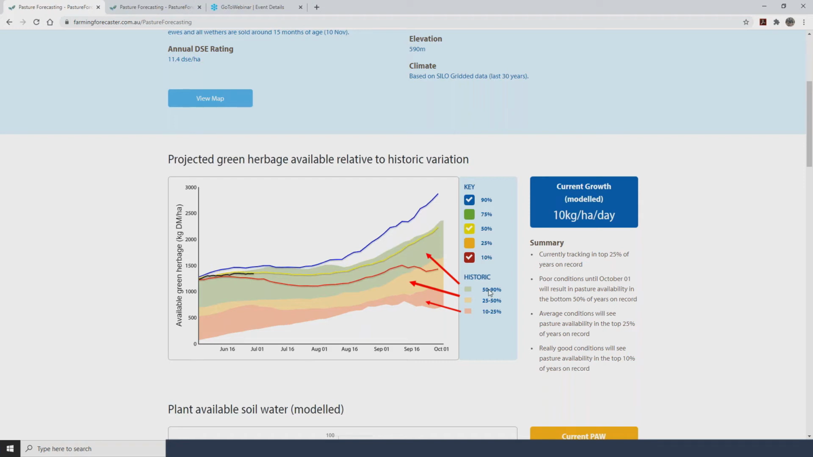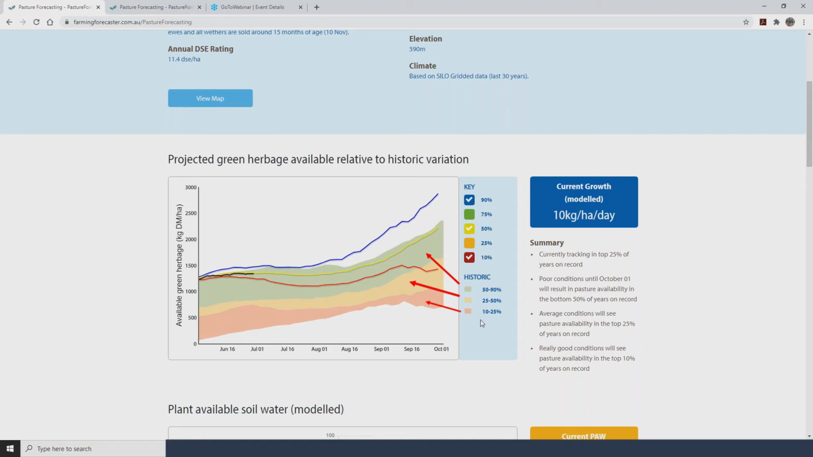So if the pasture forecast lines, these solid projection lines, sit within the green zone, this is indicating that pasture conditions are sitting above the long-term historical average. The orange zone is the historical 25th to 50th percentile. If the pasture forecast lines sit in the orange zone, this is indicating that pasture conditions are trending below average for this time of the year.